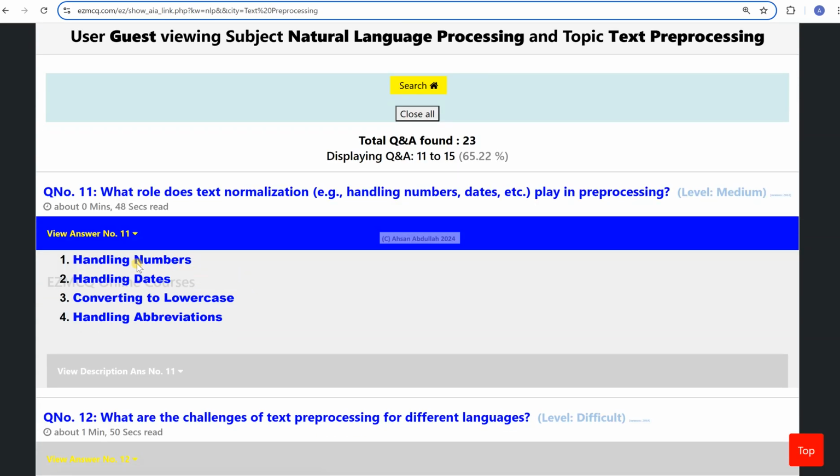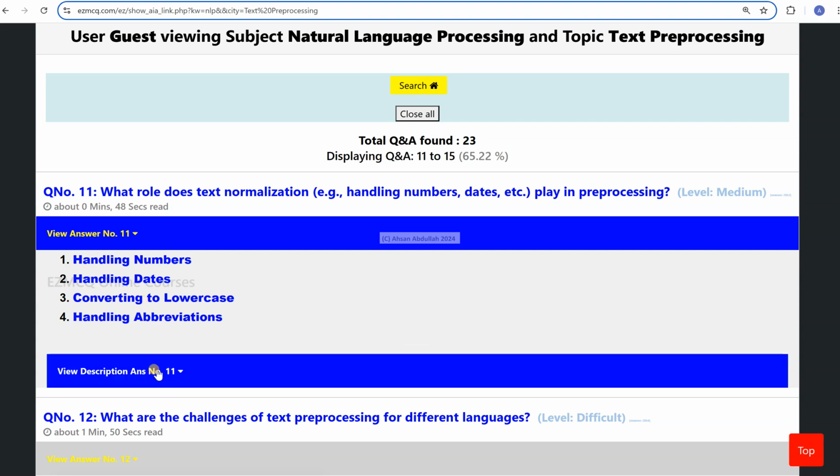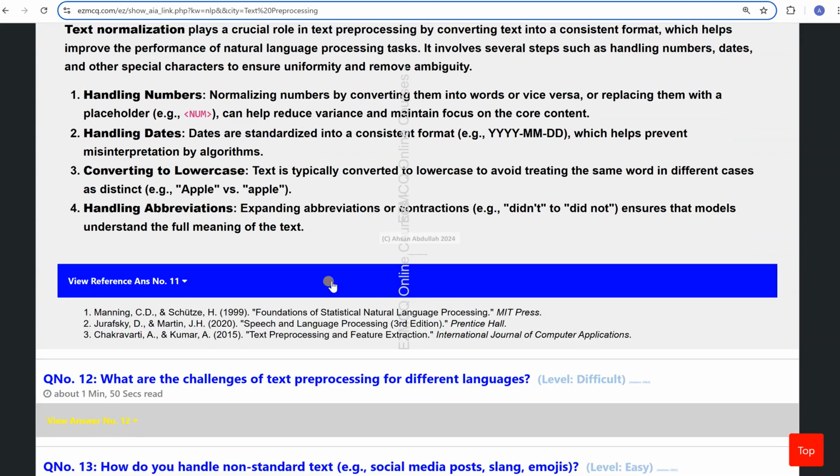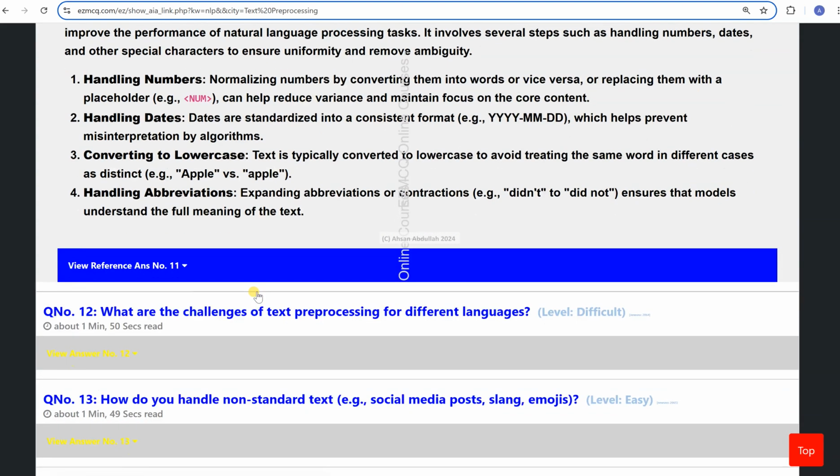It is used for handling numbers, and numbers may be written in different formats, so they need to be unified. And handling dates also, there are so many different ways of writing dates. It has to be consistent. Converting to lowercase, for example, apple with a capital A versus apple with a lowercase a, and handling abbreviations, for example, didn't to did not. All of these things have a lot of significance, as we'll see towards the part of the course where we look at the applications. If you're interested, there are the references.